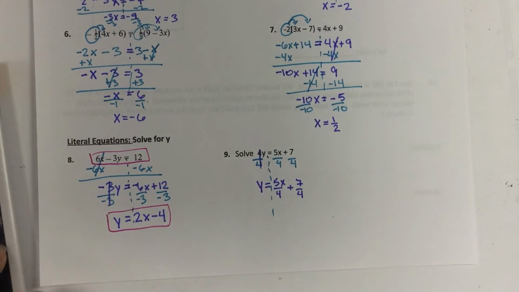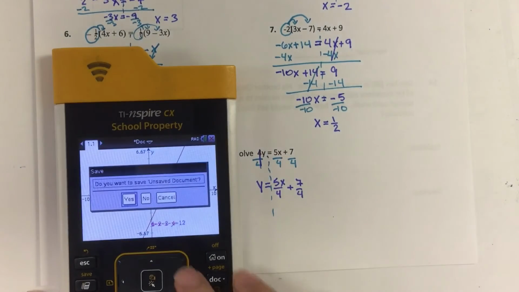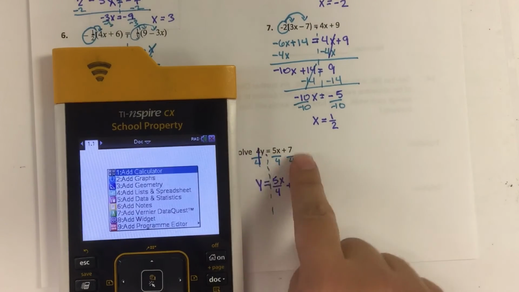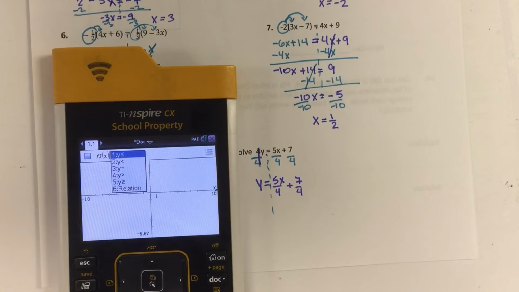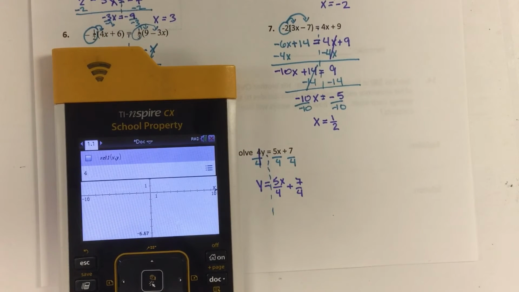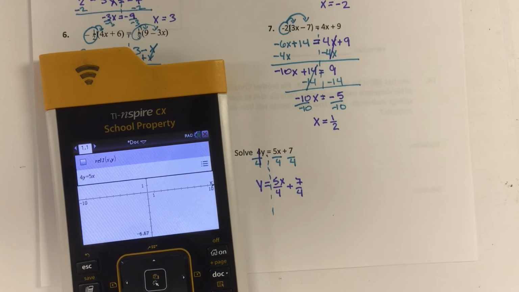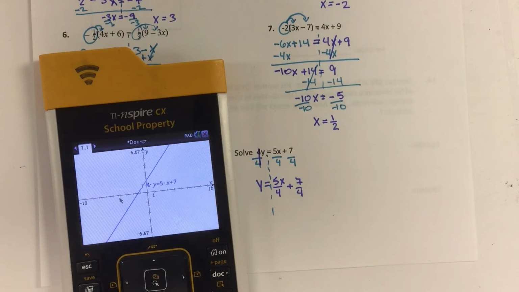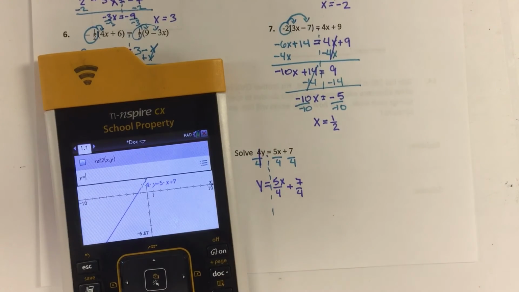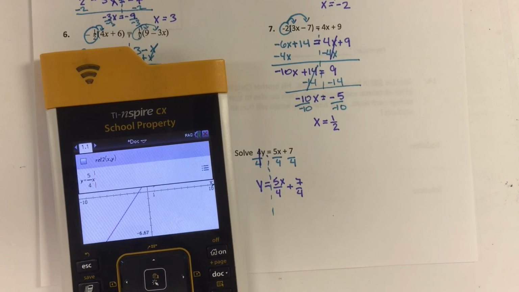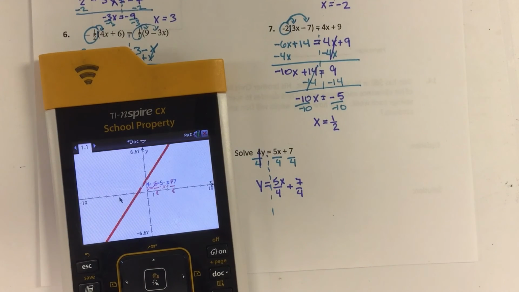And then same thing, you want to check it. I go back to my home screen. Always say no to save. I go to graphs because I'm talking about x and y. Delete, go to option 6, and then I can type 4y equals 5x plus 7, enter. Get a picture. Tab, y equals, now to get my fraction it's control divide. I have 5 over 4x plus control divide 7 over 4. Enter. Once again, my line is overlapping, which means we have solved it correctly. I hope that helps.